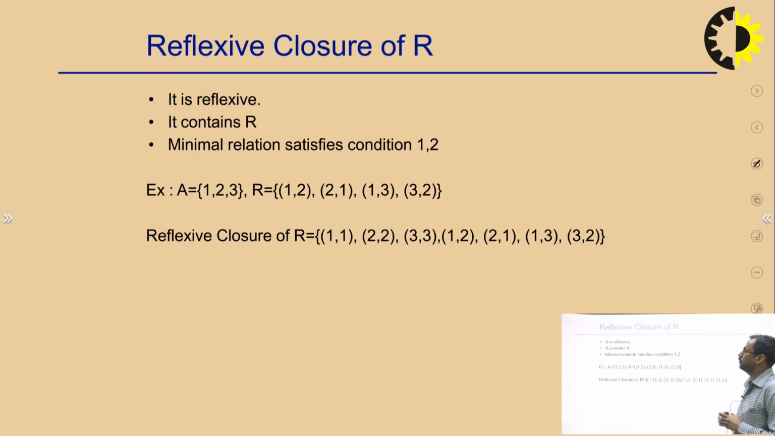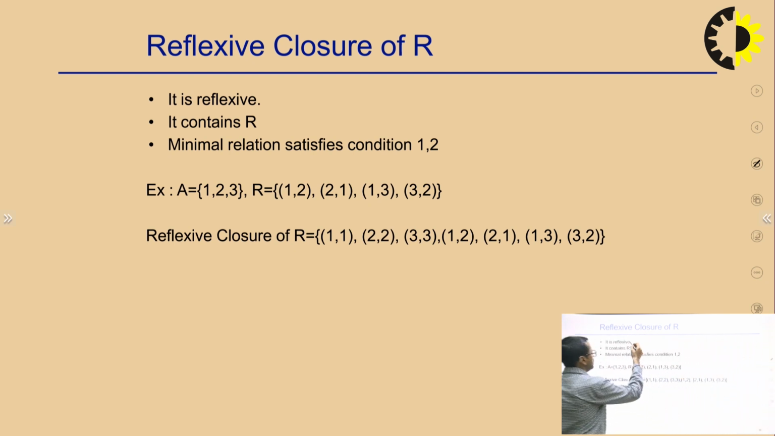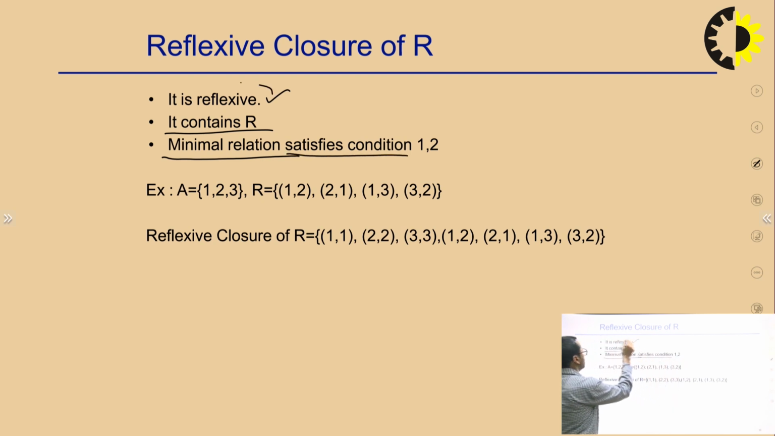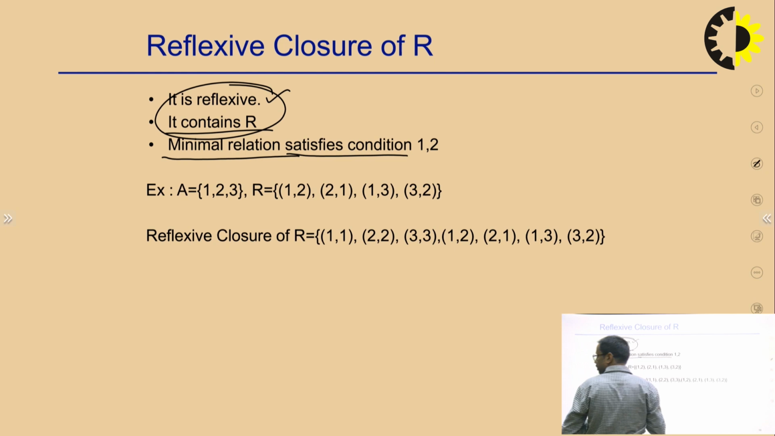What is reflexive closure? A closure is said to be reflexive if it shows the reflexive nature. It contains all the values that belong to relation R, and is the minimal relation that satisfies conditions 1 and 2. That means these two should exist.